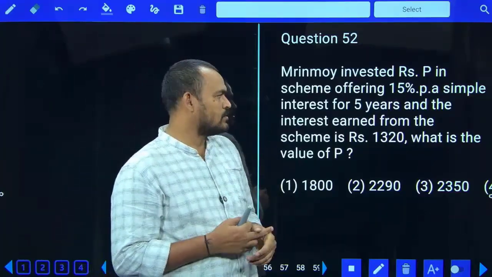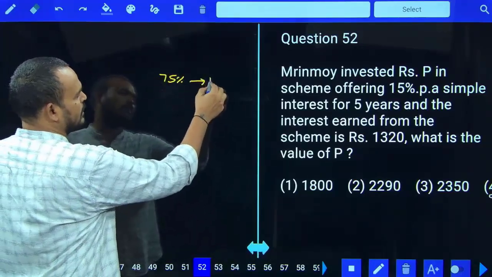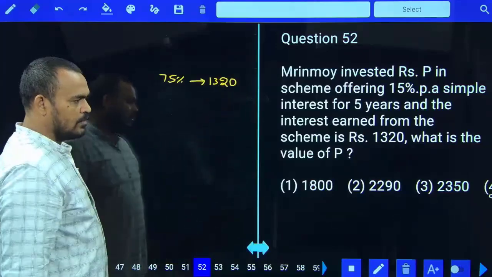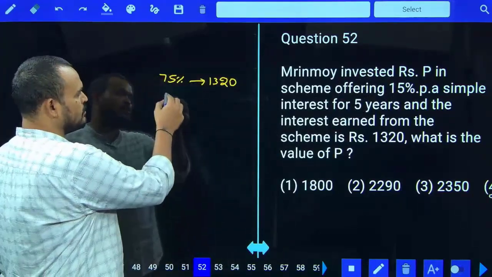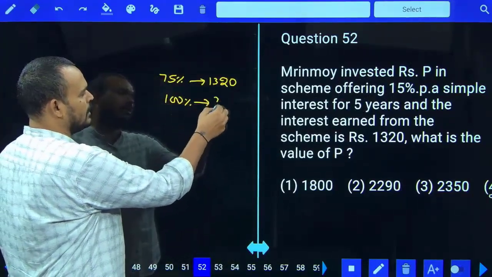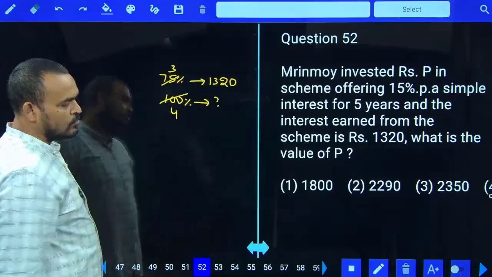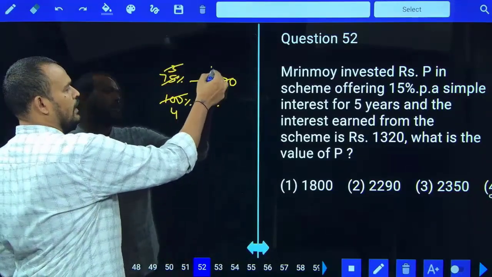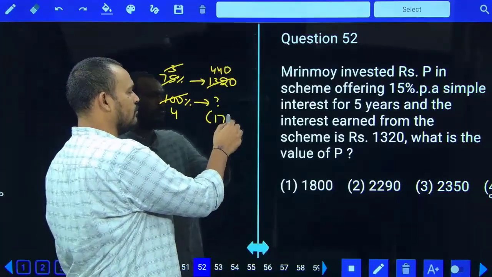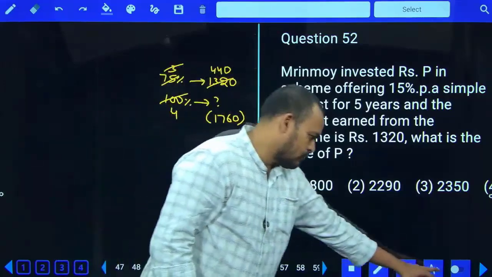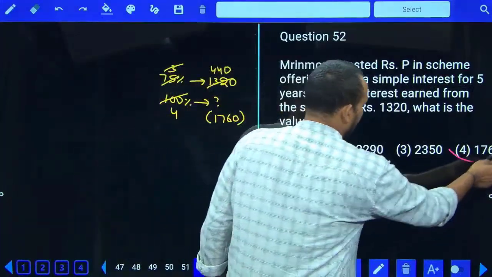Simple interest 15 is how much? 75. Interest in terms of percentage is 75%. 75% value is 1320, but required principal. What is the value of P means? Required principal. Principal is always how much? 100%. We know the 75%, but required 100%. First 25 how many times? 3 times. 25 how many times? 4 times. 3 again 4 and 4. 440 into 4 means answer 1760. 440 multiplied by 4, what is the answer? 1760. Which option? Fourth one.